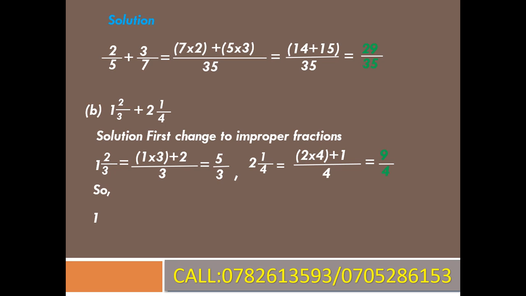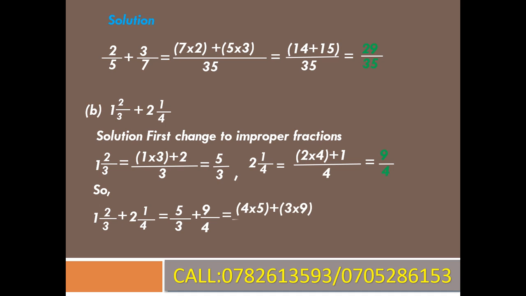So 1 whole number, 2 out of 3, plus 2, 1 out of 4, will now be equivalent to... this 1, 2 out of 3 is actually equivalent to 5 out of 3. So where I have 1, 2 out of 3, that is the same as 5 out of 3. Then we add 2, 1 out of 4, which is actually 9 out of 4 that we had got. So once we get to this level, we now follow the same procedure as in example A.